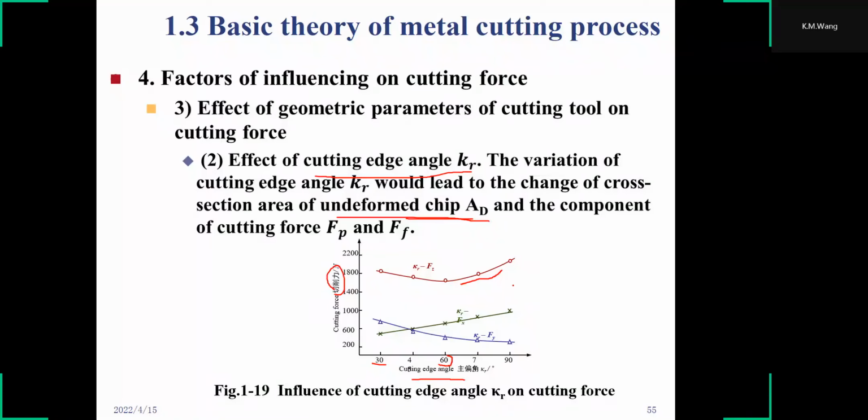Okay. In total, in this class, we studied some basic knowledge of metal cutting, and it mainly includes surfaces and angles. We should know the two planes and the angles, and then we studied some basic theories of the metal cutting processes.